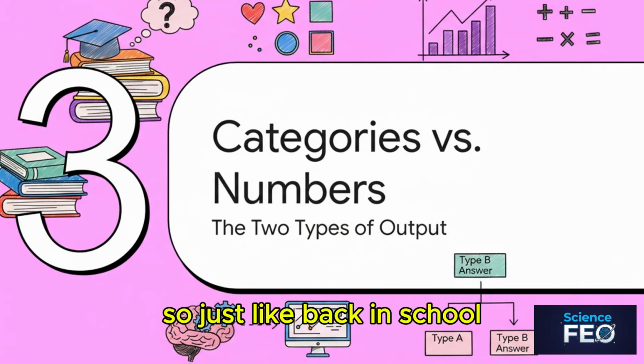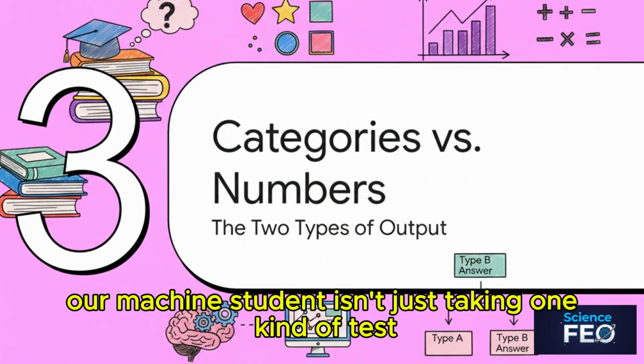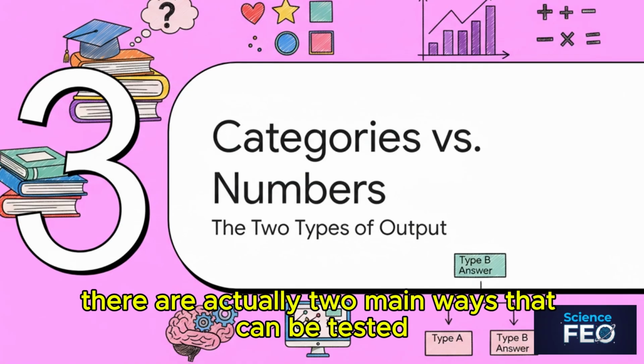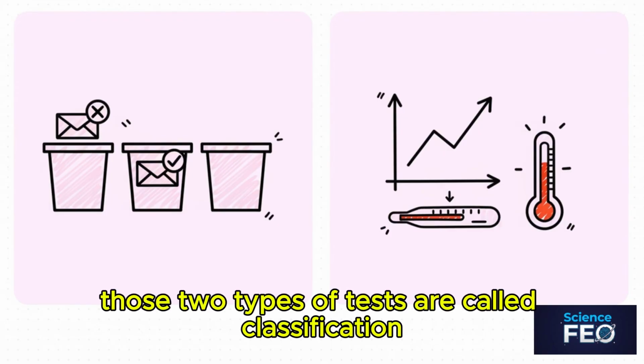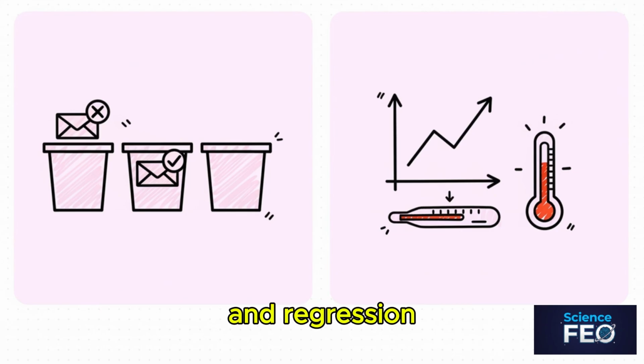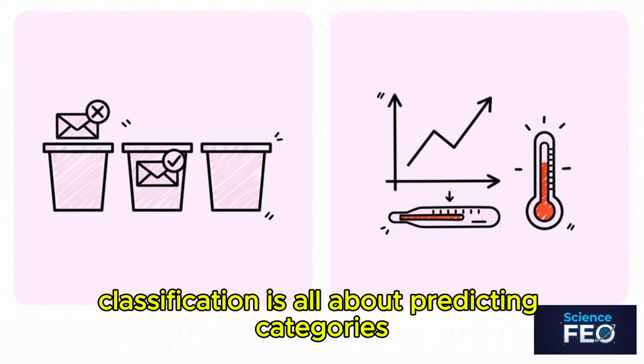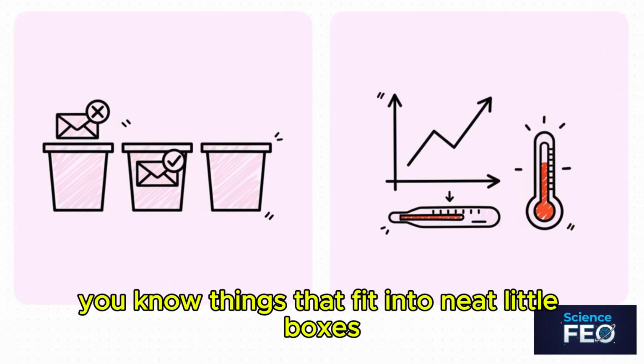Okay, so just like back in school, our machine student isn't just taking one kind of test. There are actually two main ways it can be tested, and it all depends on the kind of answer we're looking for. Those two types of tests are called classification and regression. Classification is all about predicting categories, things that fit into neat little boxes.